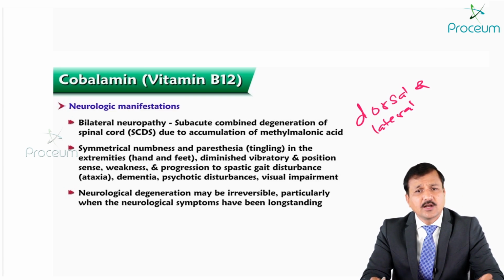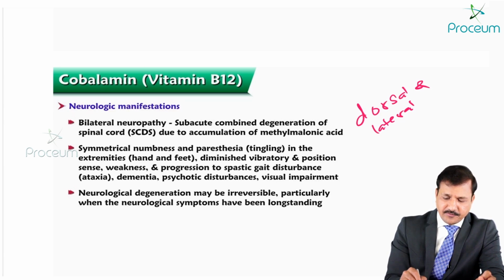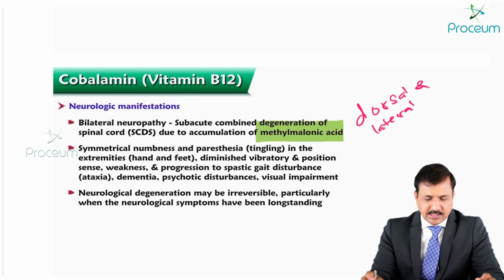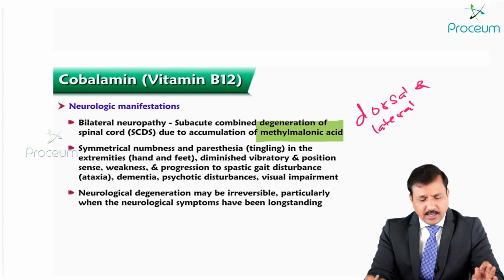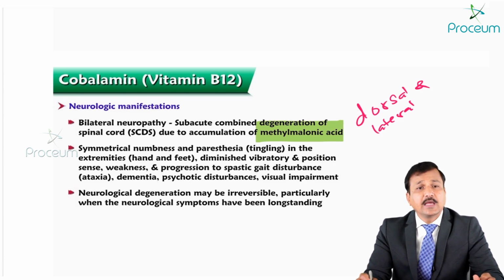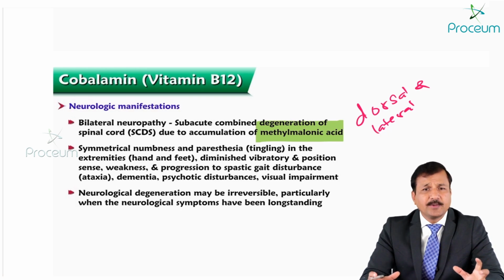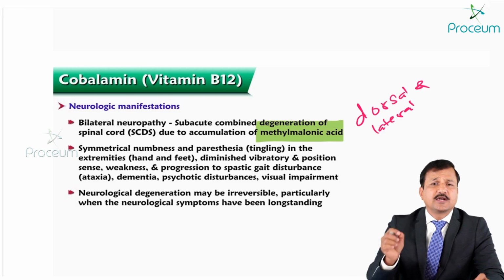Why are the dorsal and lateral columns of the spinal cord affected? It is because of the accumulation of methylmalonic acid, which is leading to degeneration here. So the subacute combined degeneration of the spinal cord that we see in cobalamin deficiency is partly because of elevation of methylmalonic acid in cobalamin deficiency. Make sure you remember that. So what are the signs and symptoms that are seen because of subacute combined degeneration of the spinal cord, that is, degeneration of the dorsal and lateral columns of the spinal cord?